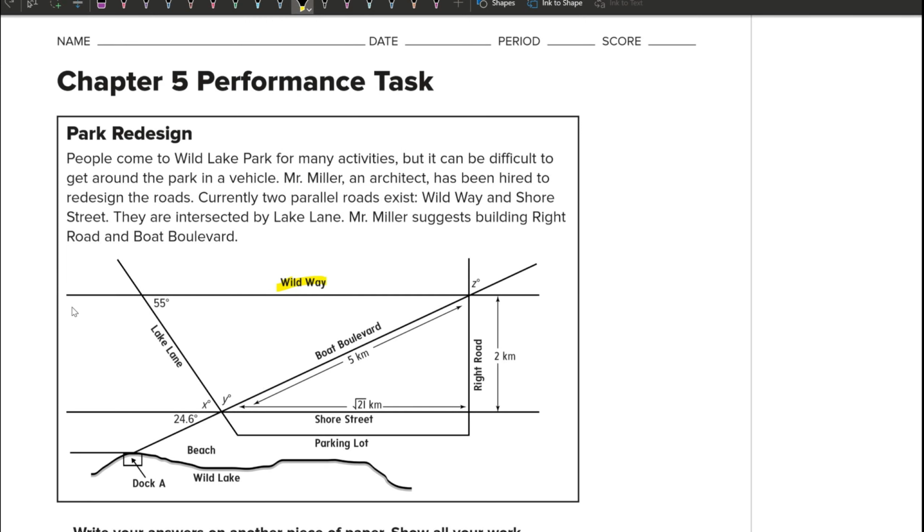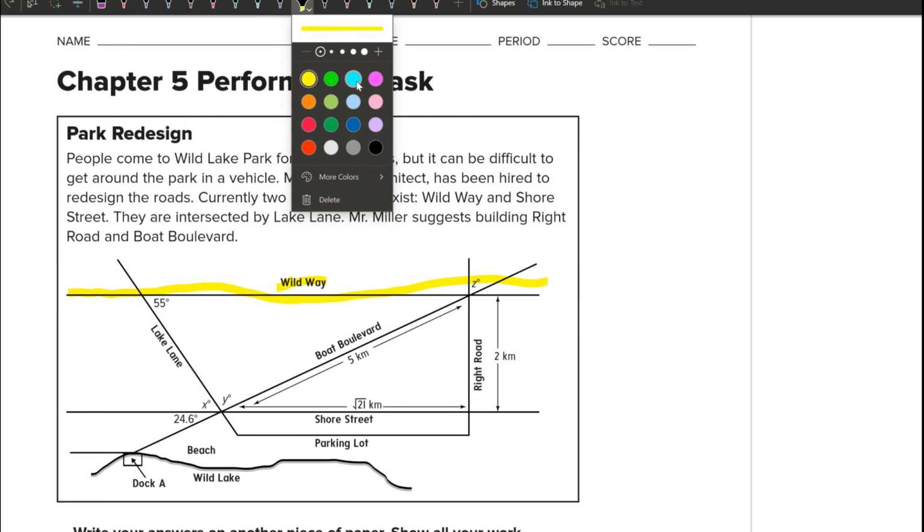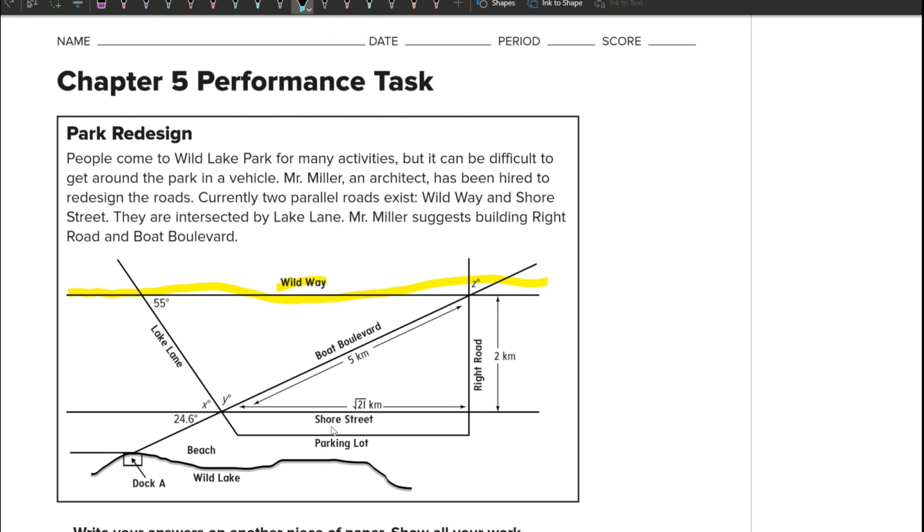So Wild Way, that is the line that goes sideways. Okay, I'm sorry about that, because I wrote on my paper and I cannot keep it straight. So that is Wild Way, and then the other one is Shore Street. There are the 2 parallel lines. Okay, they go side by side. So which means that there's a lot of activity, a lot of property here. You have alternate interior, alternate exterior, corresponding angles. So think about all of that.